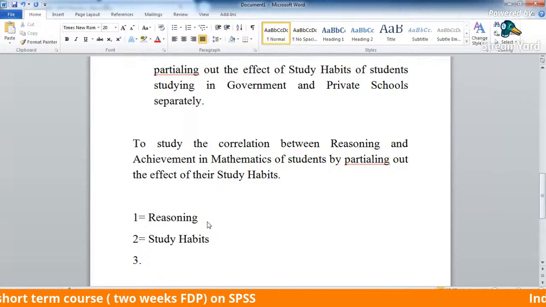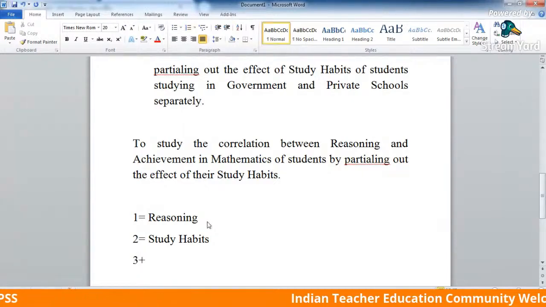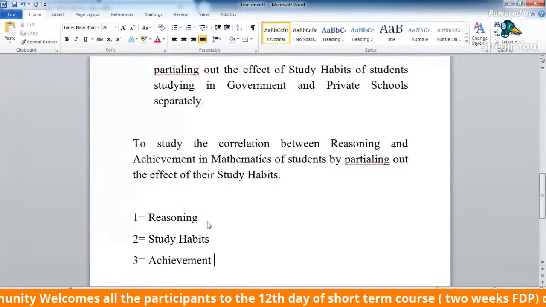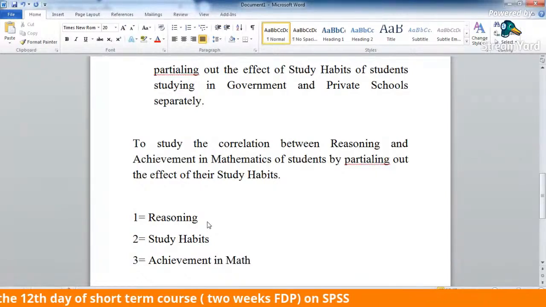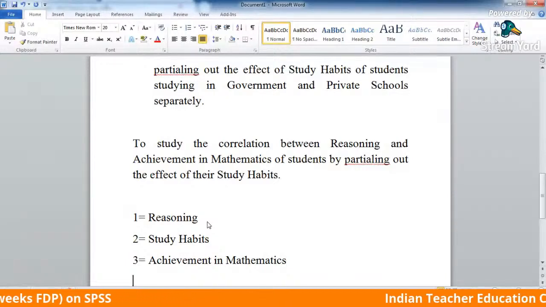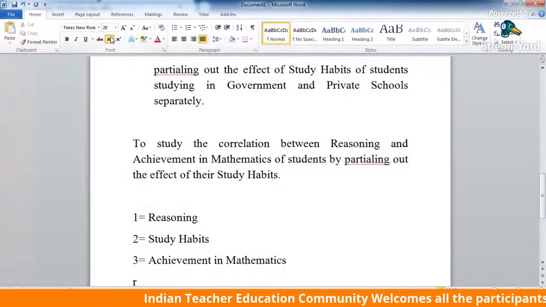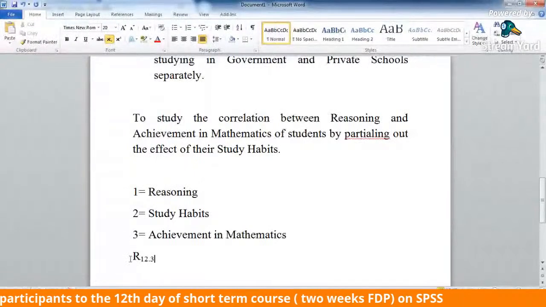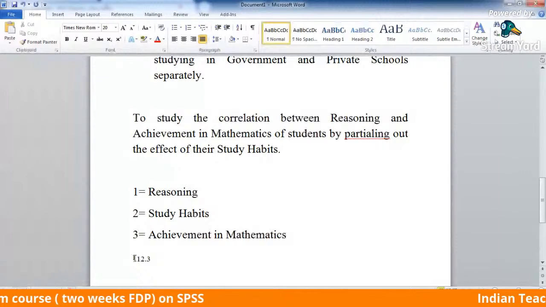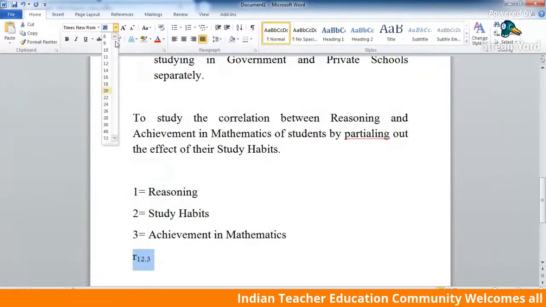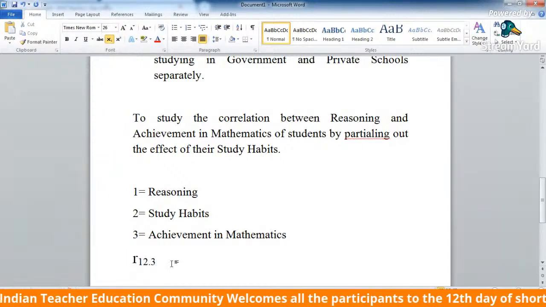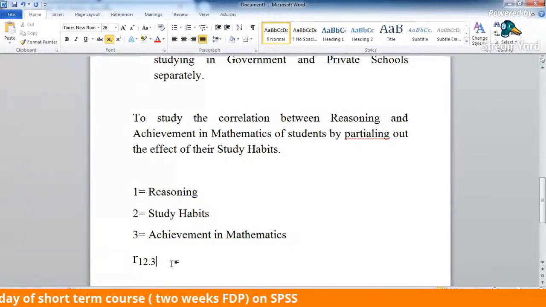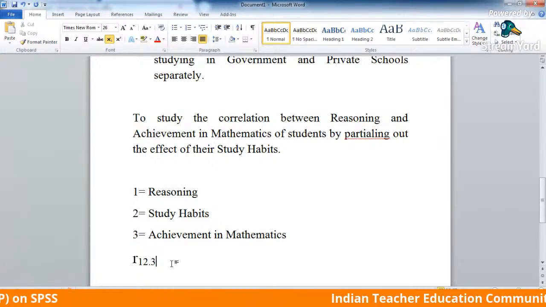and your variable 3 is suppose the achievement in mathematics. Now, if you have to say, then you have to say R, and then it is 1,2.3. See, like this. I'm sure you are able to see this. So when I say R1,2.3, that means I have to find out the correlation between variable 1 and variable 2 when I'm partialing out the effect of variable 3.